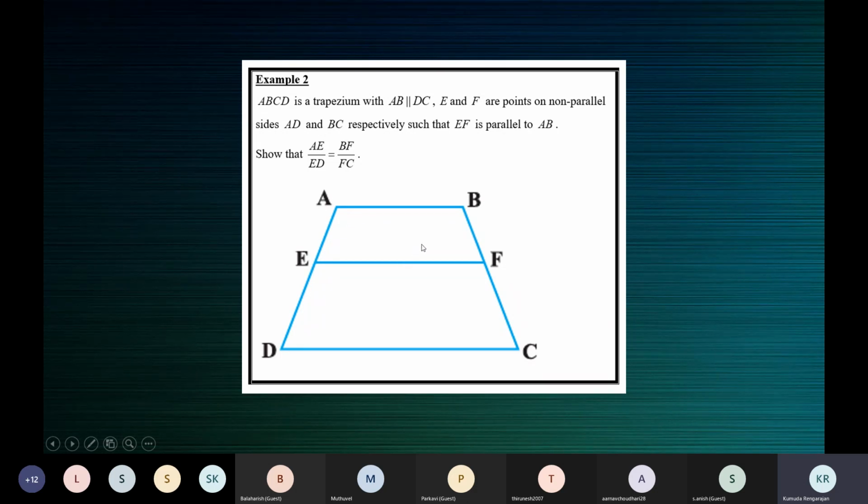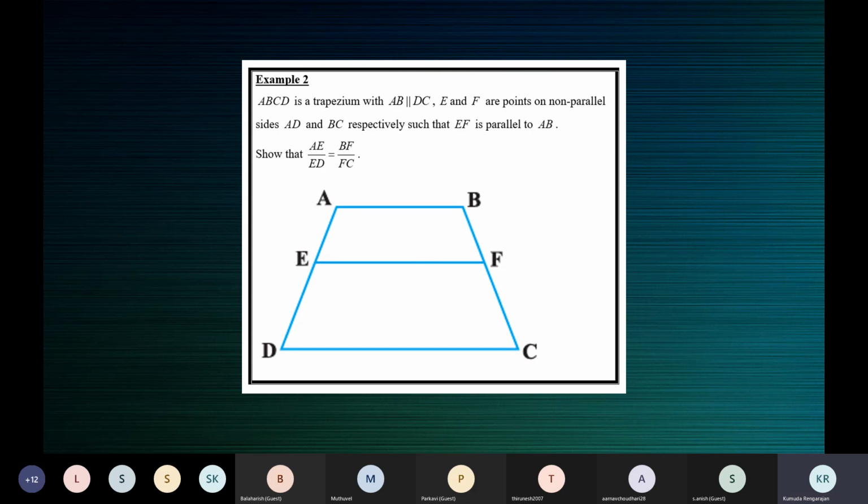Let's say it intersects EF at G. When you draw a line like this, you'll have to cut EF. So let AC cut EF at G. Now we have two triangles.